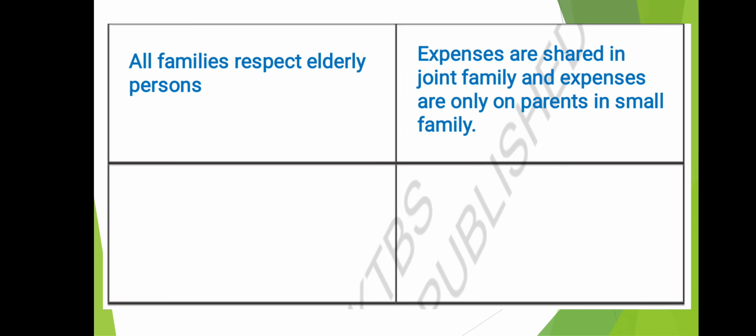In the joint family, whatever the family expenses are, they are shared among all the members. But in the small family, only the parents need to fulfill all the expenses.